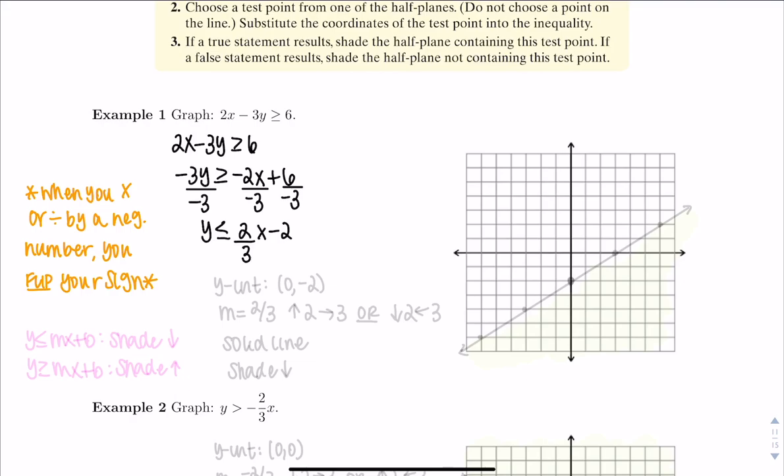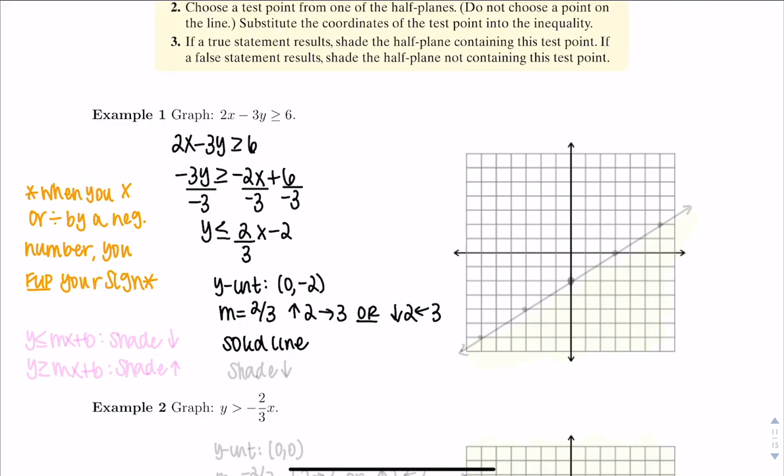And so that means that my y-intercept is 0, negative 2, and my slope is 2/3, which means we can go up 2 and over to the right 3, or we can go down 2 and to the left 3. Because this is less than or equal to, this is going to be a solid line.